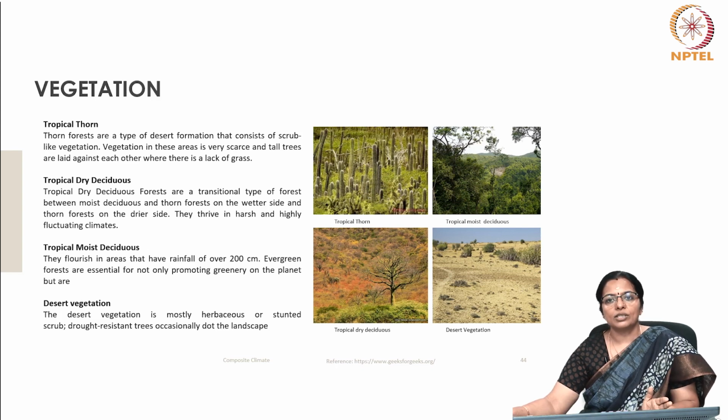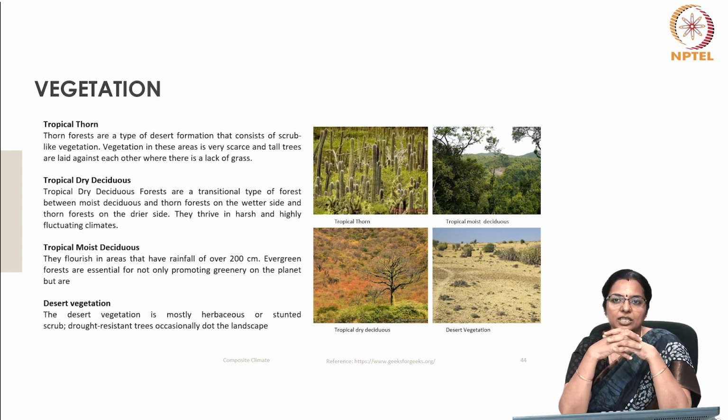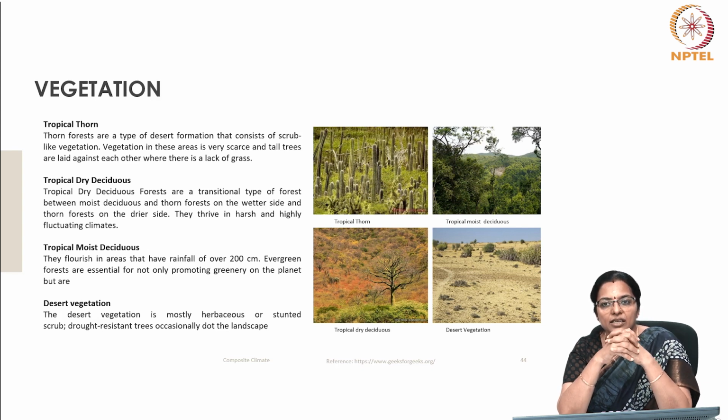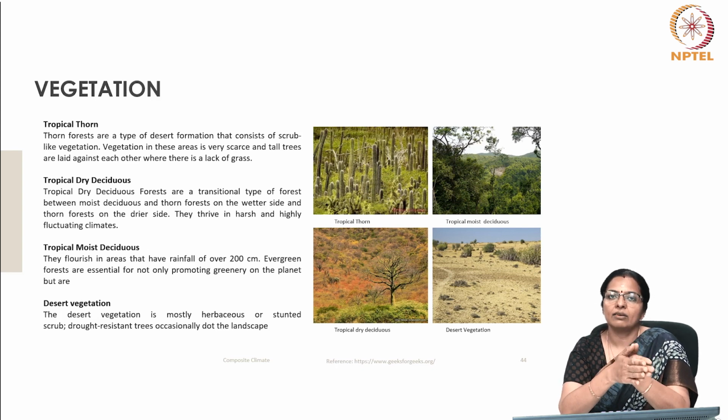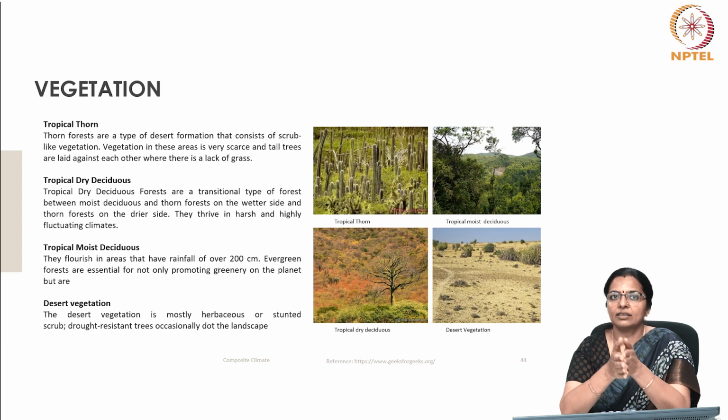The tropical moist deciduous kind of forest flourish in areas that have rainfall of over 200 centimeters. The desert vegetation is mostly herbaceous or stunted shrub. These are drought resistant trees occasionally dotting the landscape. So, in Delhi, there are both type of vegetation, the ones that thrive in warm humid conditions and the ones that thrive in hot and arid desert conditions.